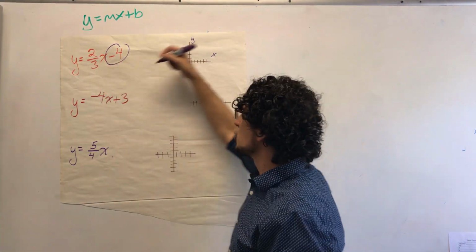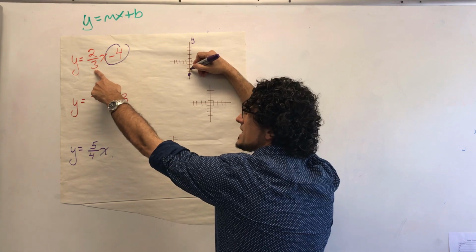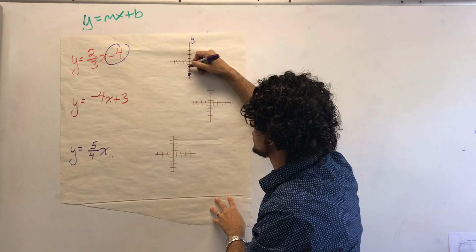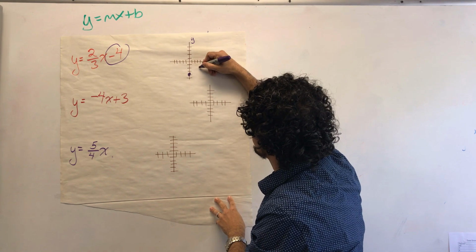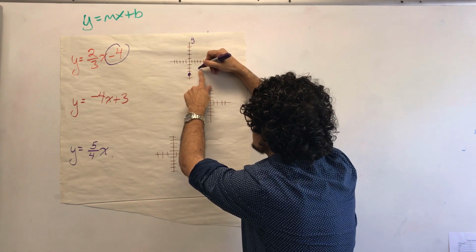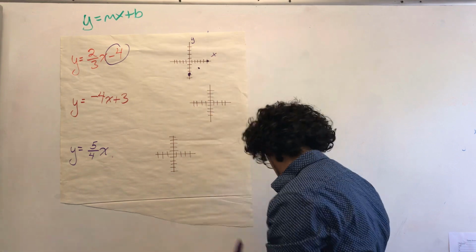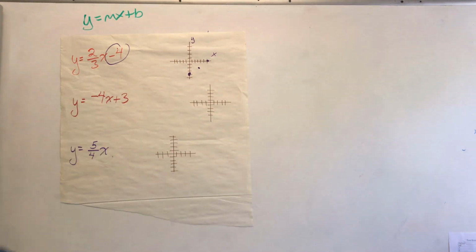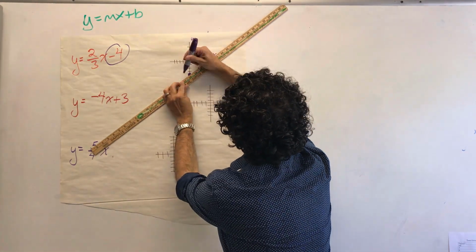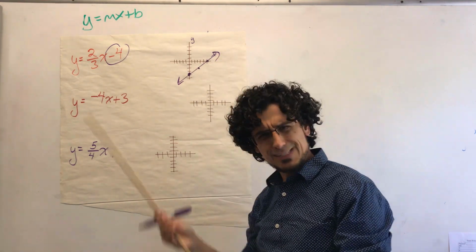So I'm going to go up 2 from this point, 1, 2, and then to the right 3, because it's a positive 3. So I was up 1, 2, and over 1, 2, 3. I'm right there. I'm going to do it again, almost like steps: up another 1, 2, and over 1, 2, 3. Then I'm going to use my handy dandy line maker to connect this. Look at that. That's beautiful. Do you see that line?